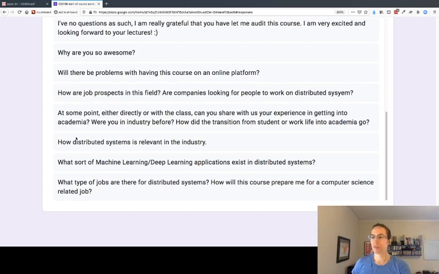How distributed systems is relevant in the industry. I hope that this will be answered especially by our guest speakers. What sorts of machine learning and deep learning applications exist in distributed systems?